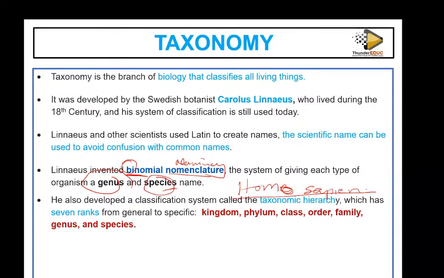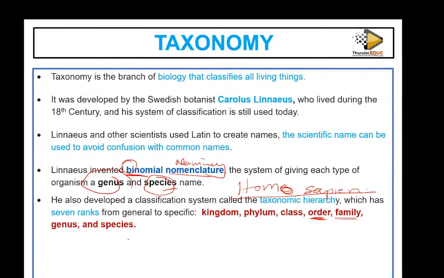You see, from the biggest to the smallest. Which order do we belong to? We belong to order Primates, like monkeys, like chimpanzees, like gorillas, all those are primates. They look like humans.